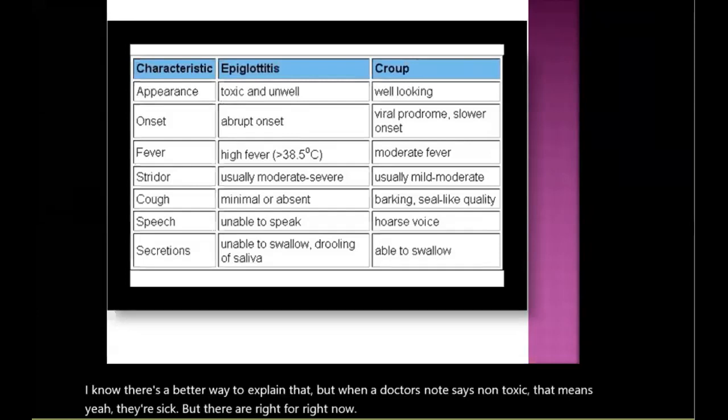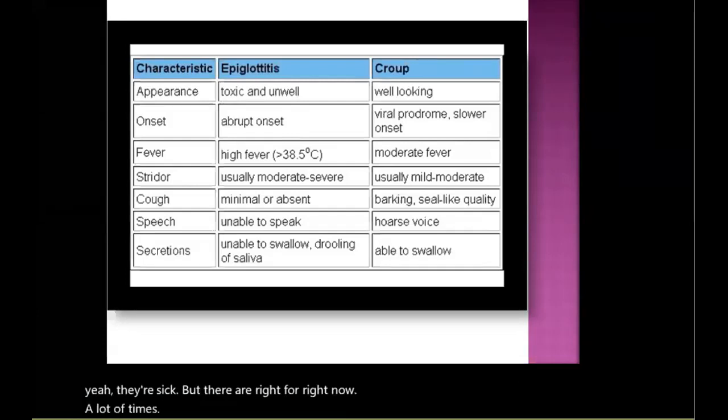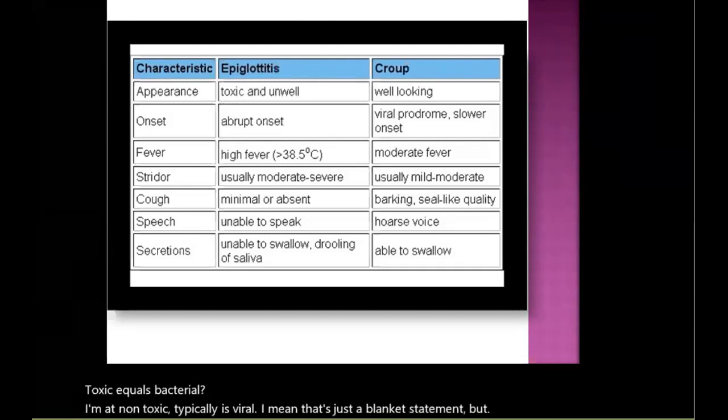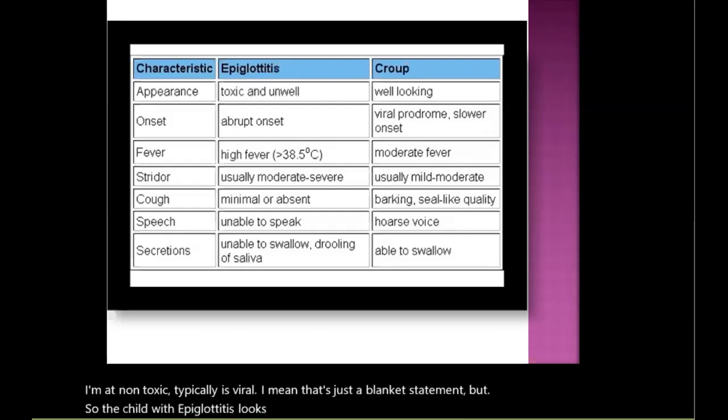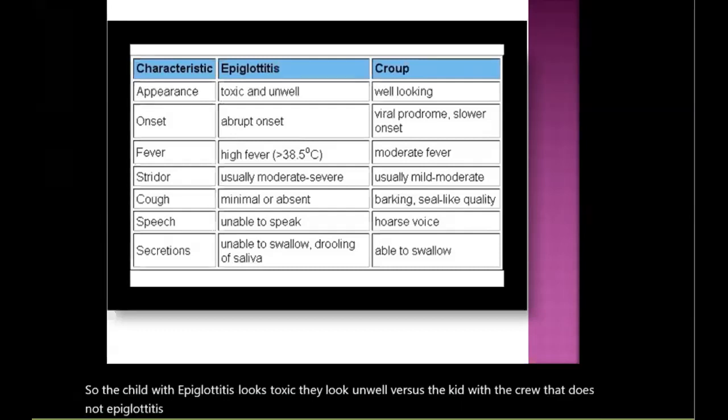A lot of times you can compare those two simply. Toxic equals bacterial. Non-toxic typically is viral. That's just a blanket statement. So the child with epiglottitis looks toxic. They look unwell versus the kid with the croup that does not. Epiglottitis is an abrupt onset, whereas croup is more of that viral prodrome.